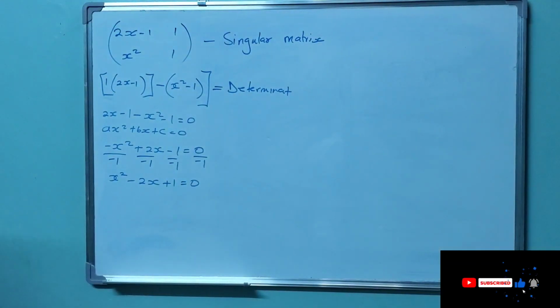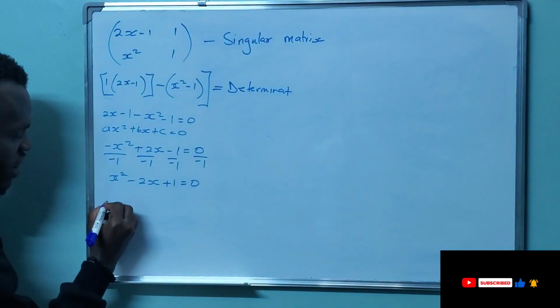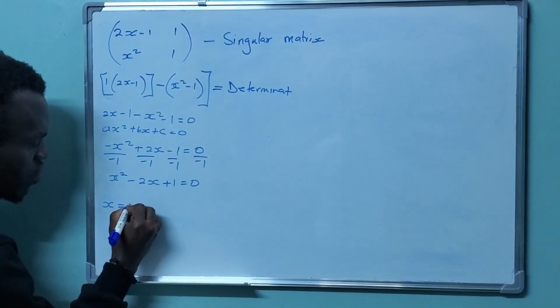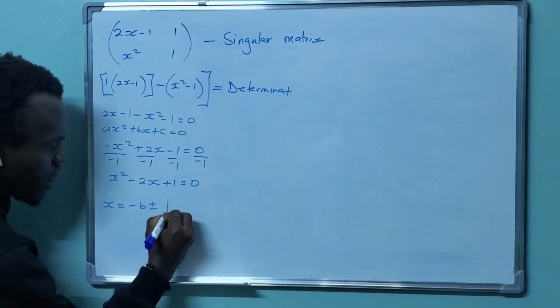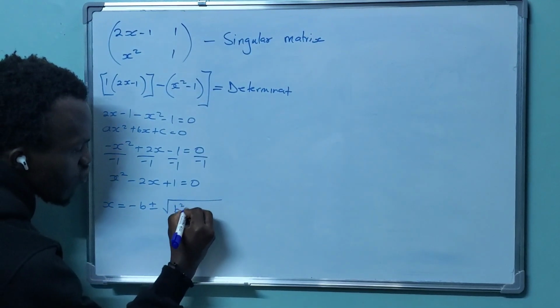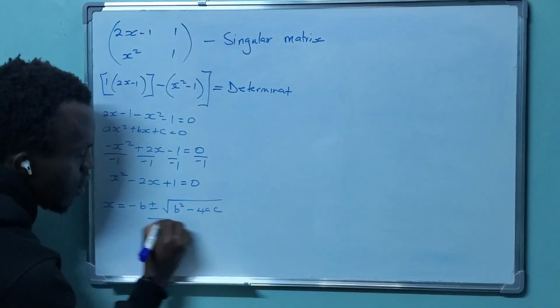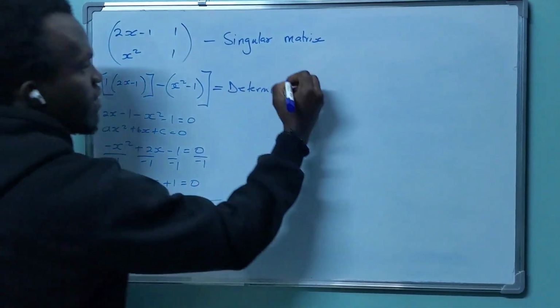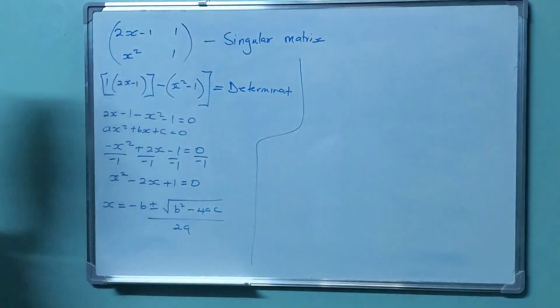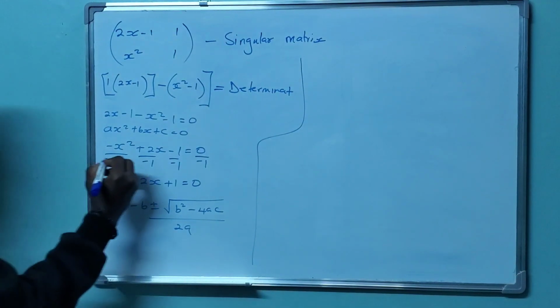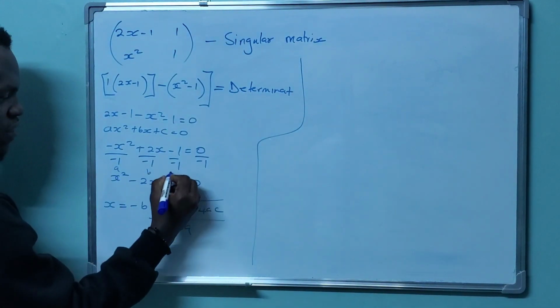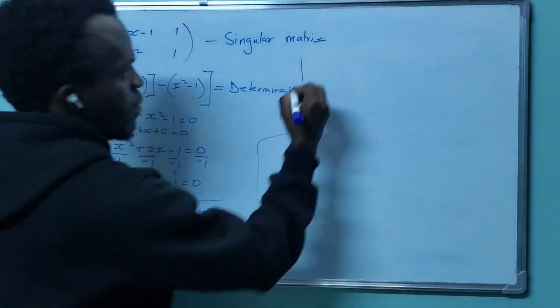So let us solve that using the quadratic equation formula, whereby I know the quadratic equation formula states that x equals minus b plus or minus the square root of b squared minus 4ac over 2a. Let us get the value of x using that. So this one is going to be my a, this one is going to be my b, this one is going to be my c. So let us replace them in our formula.